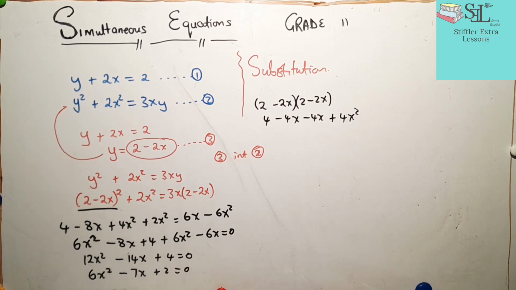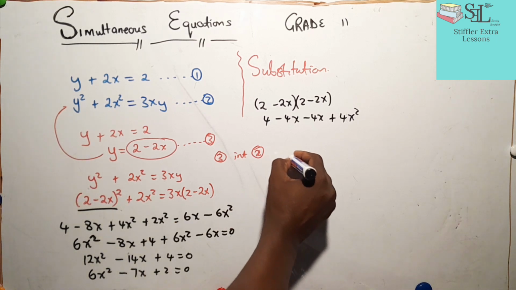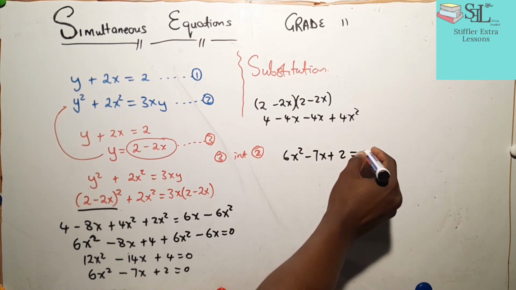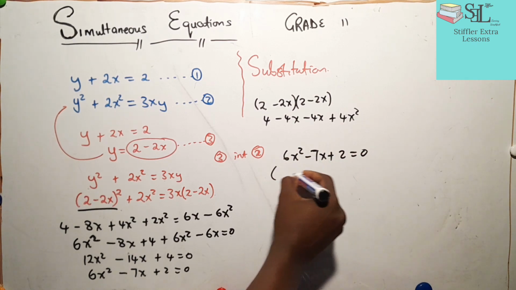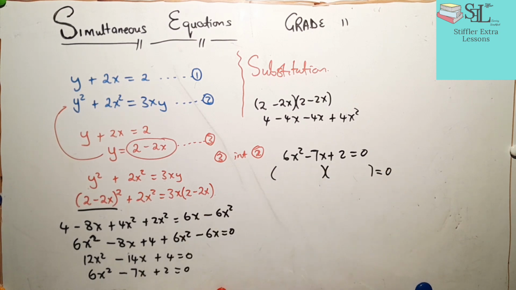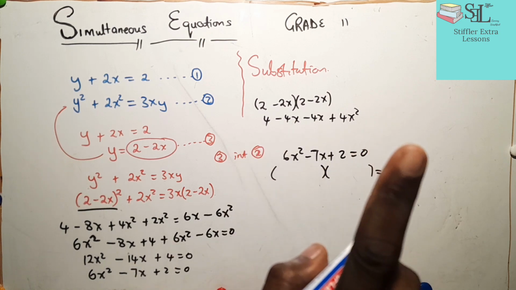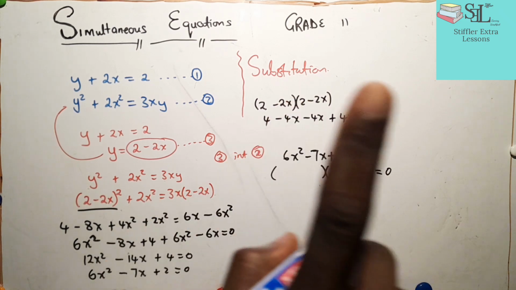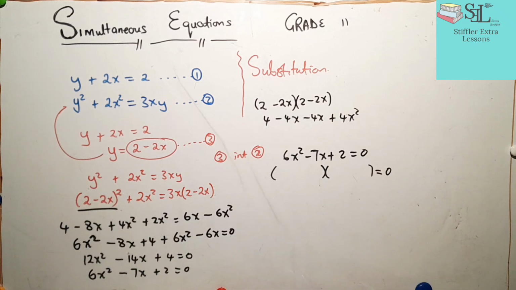Now we can factorize this equation. This equation is saying 6x squared minus 7x plus 2 is equal to 0. So your factorization game must be very good. And if you cannot factorize, you can use the quadratic formula, which you can watch the video on there, or you can watch the video on completing the squares, which is also there, right?